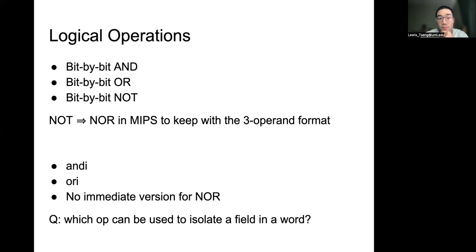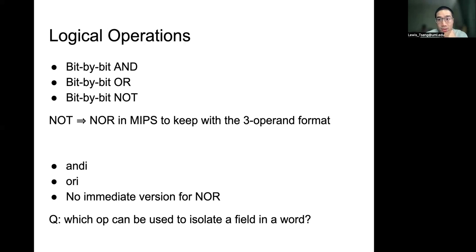Then there are three types of simple logical operation: a bit-by-bit AND operation, a bit-by-bit OR operation, and a bit-by-bit NOT operation. One interesting thing implemented inside MIPS is that it actually implements a NOR operation. The reason is that MIPS wants to keep up with the three-operand format. But if you think about it, for NOT, there are no three operands, right?